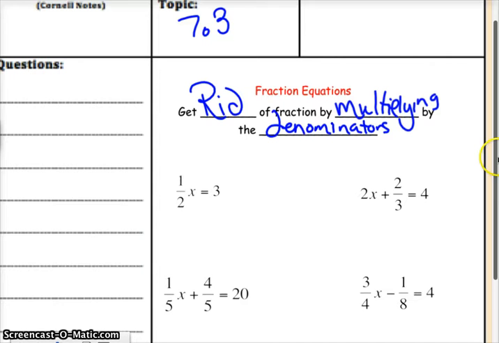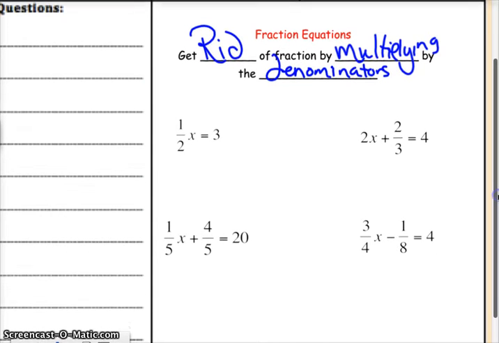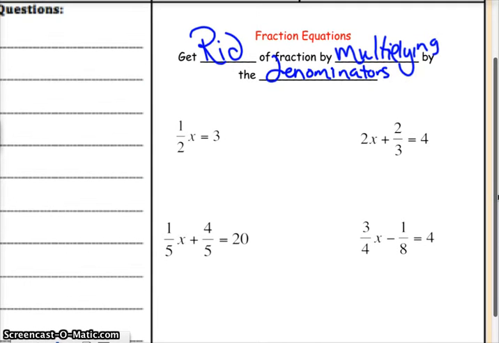Let's apply it. 1/2 x equals 3. What is my denominator? 2. So what should I multiply by? 2. All right. Algebra says multiply everything by 2. Now notice what happens. It cancels out. This does not turn to 2x because the 2 gets canceled by the denominator. So I'm left with 1x equals 6. Done.